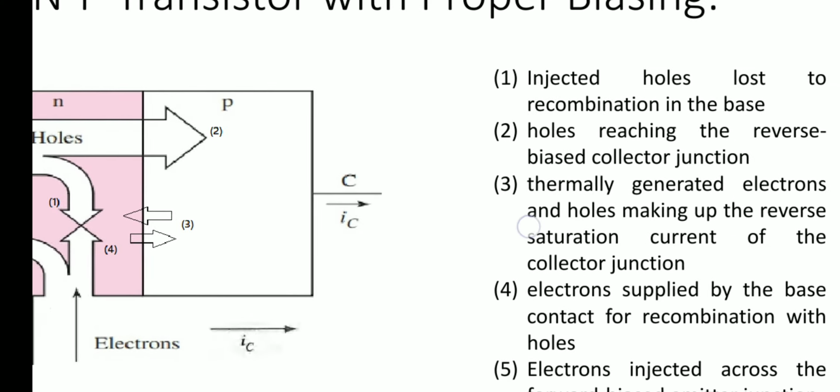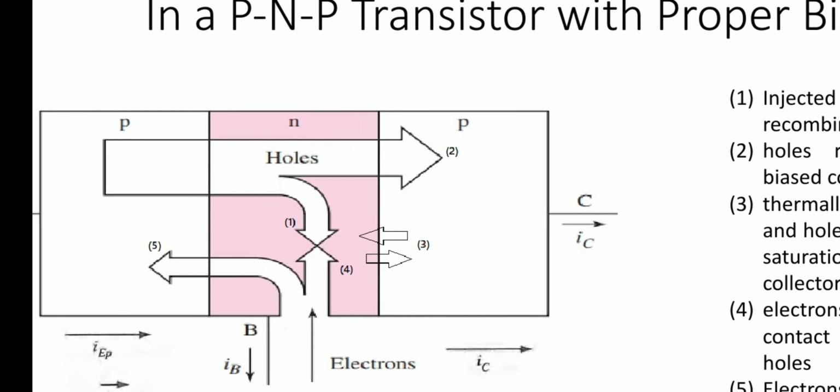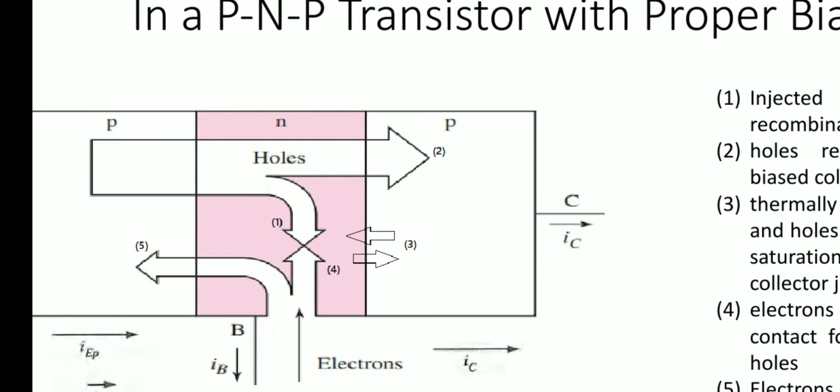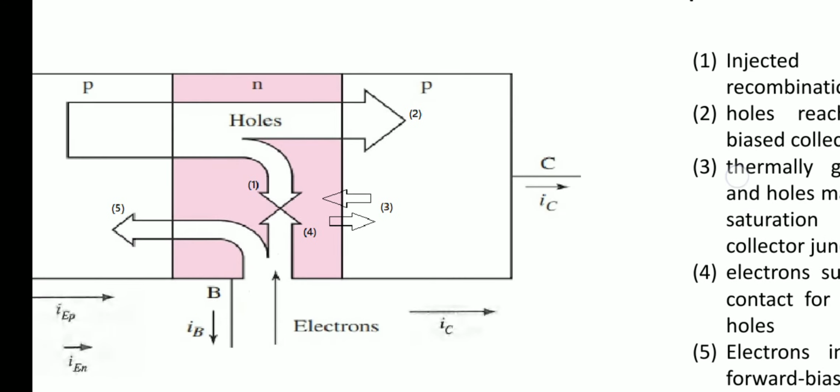The first one is the injected holes lost due to recombination in the base. As we discussed in the working of the transistor, the emitter emits the majority carriers. Here it is a PNP transistor, so the majority carriers are holes. Those holes reach the base region, and a few holes will recombine with electrons in the base region. That injected holes lost due to recombination in the base is represented by the symbol 1.